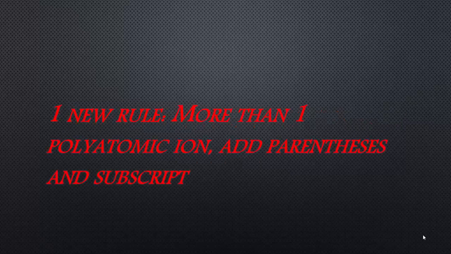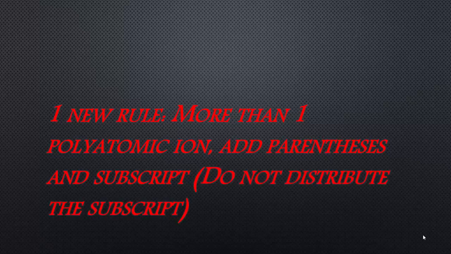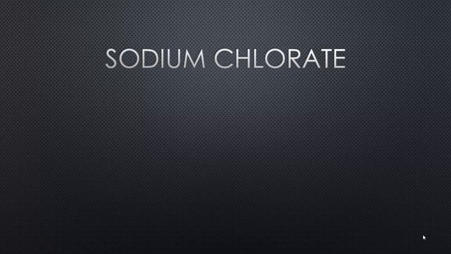But there is one new rule. If you need more than one of the polyatomic ions to cancel the other charge, you're going to add parentheses and subscript around the polyatomic ion. You do not distribute the subscript. And I will show you an example of this in a little bit. Going from name to formula is what we've been doing with the monoatomics. And so we're actually going to do this with an example.